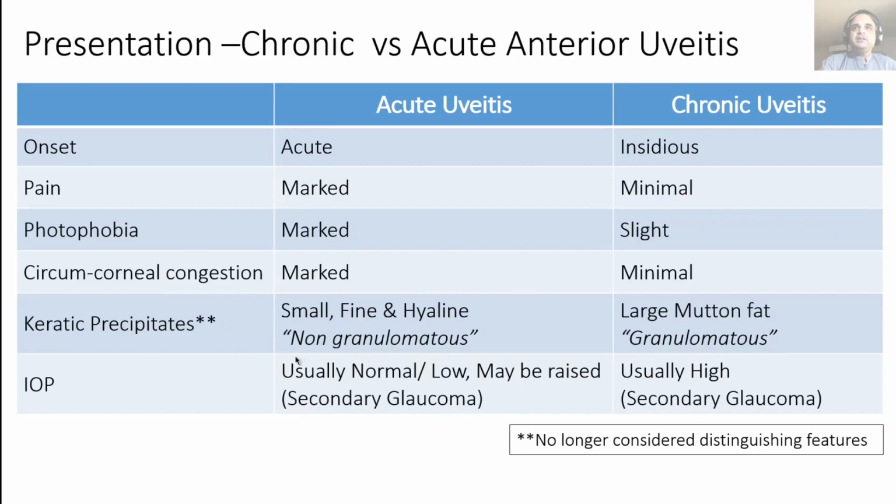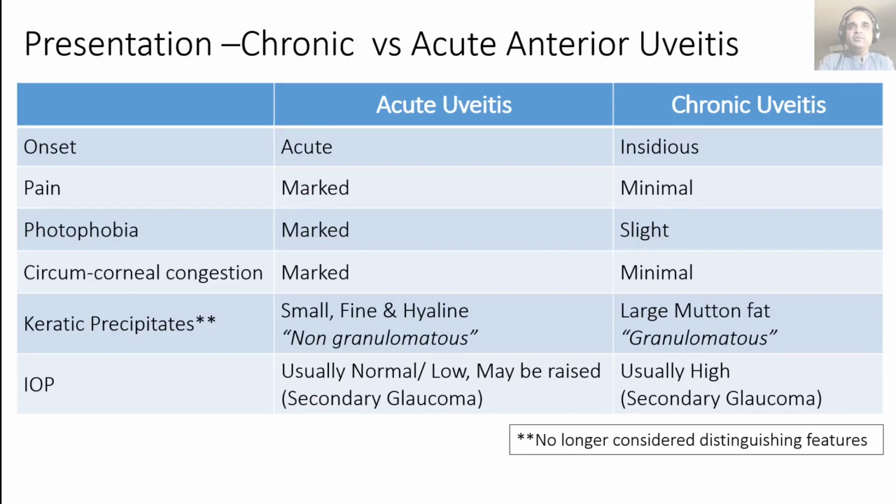Keratotic precipitates are defined as non-granulomatous in acute uveitis and described as granulomatous in chronic uveitis. They're also called mutton fat and small and hyaline. But again, as I said, this is of dubious quality, this evidence. IOP, intraocular pressure, is usually normal or low, depending if the ciliary body has been shut down, and it may be raised. It's usually high as compared to in a setting of acute uveitis, because of secondary glaucomas. And this usual is a comparative term, right? It's not a definite term. It's usually in comparison to an acute setting.